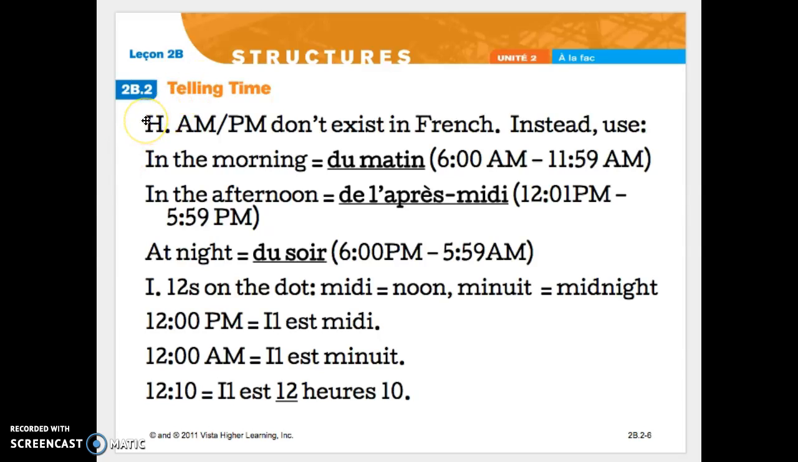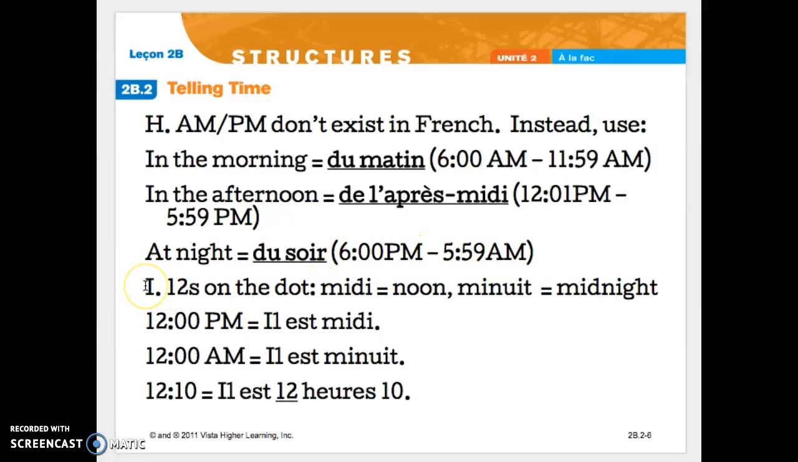AM and PM don't exist in French. Instead of two sections, where one is AM and one is PM, you're dividing it down into three parts. If something happens in the morning, it's du matin, which happens very specifically between these hours. If it's in the afternoon, which happens very specifically between these hours, the entire expression is de l'après-midi. And if something happens evening or night, there is really no equivalent of evening in French. You say du soir, which happens between these hours.